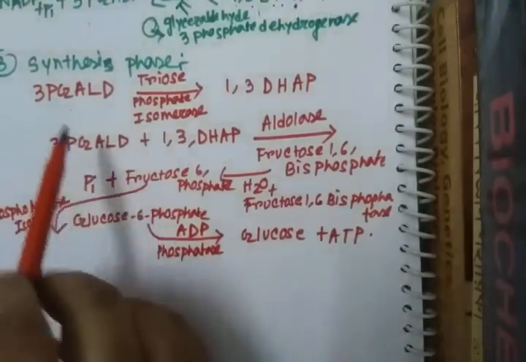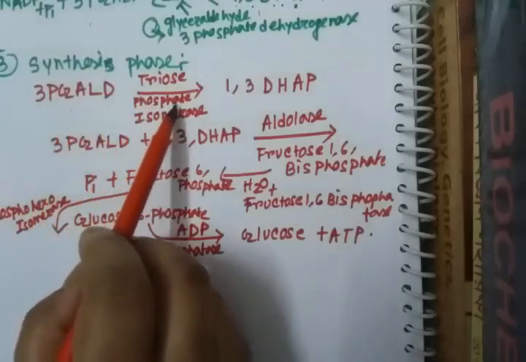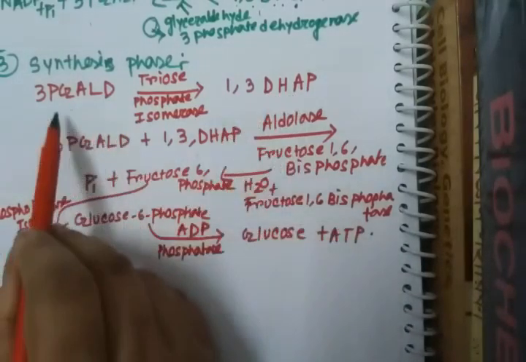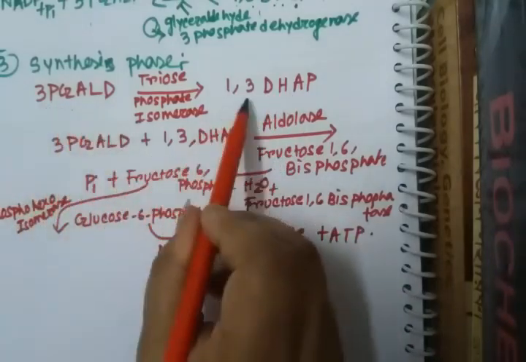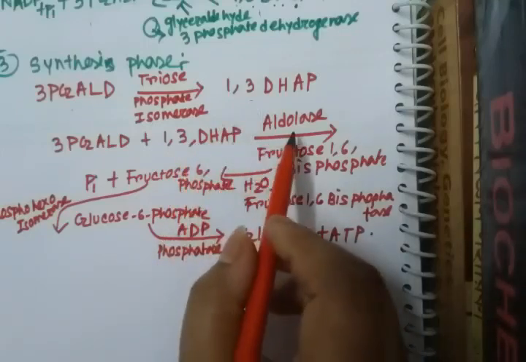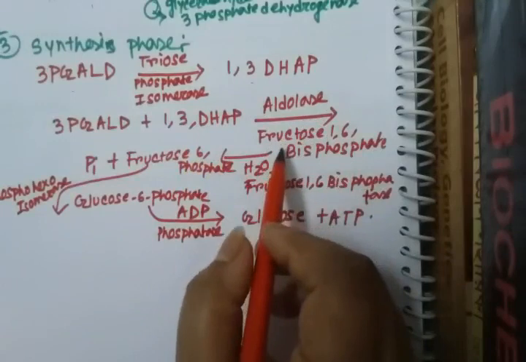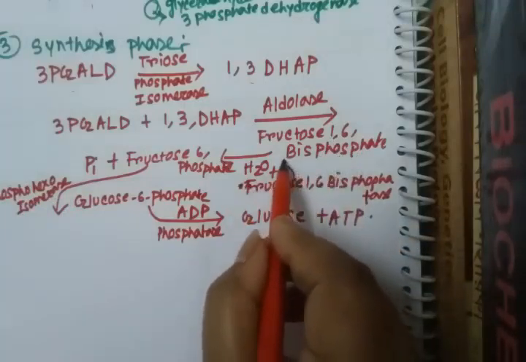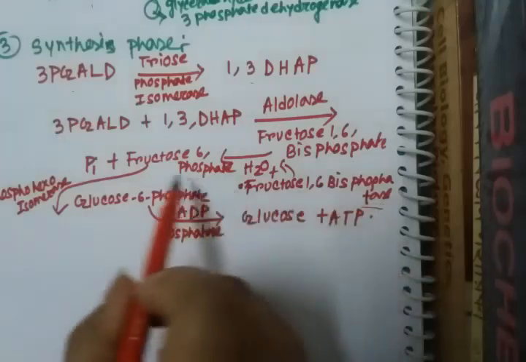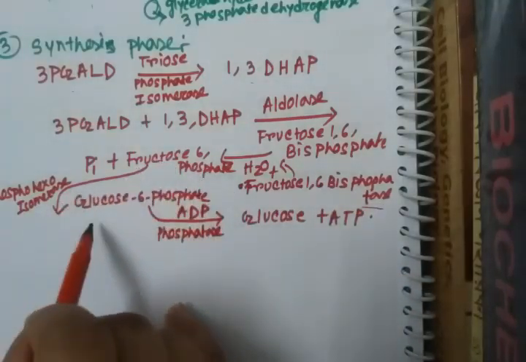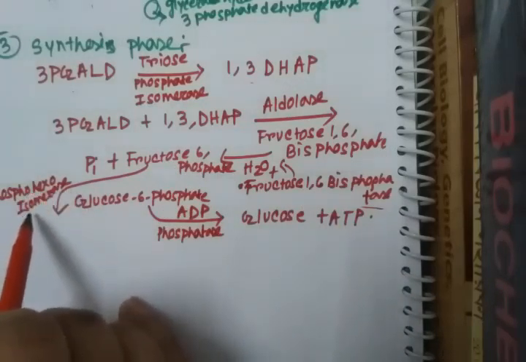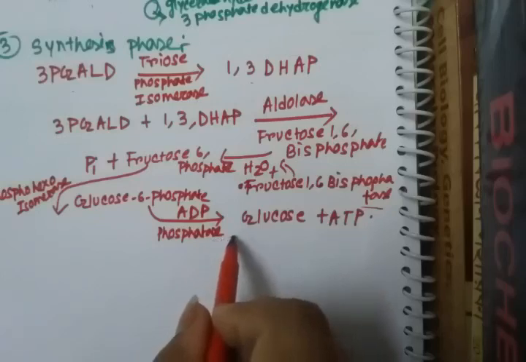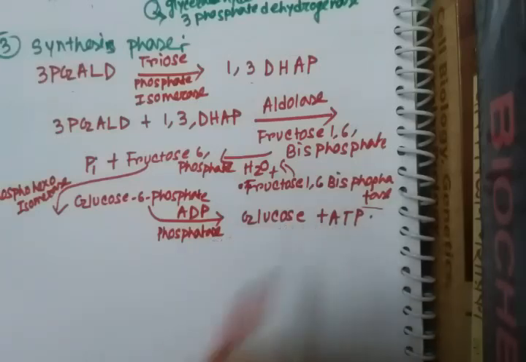Clear? So in the synthesis phase, first the 3-PGALD with the help of triose phosphate isomerase enzyme will form dihydroxyacetone phosphate. And in the next stage, the 3-PGALD, that is phosphoglyceraldehyde, with the dihydroxyacetone phosphate and the enzyme aldolase, will form fructose 1,6-bisphosphate. And in the next step, the fructose 1,6-bisphosphate with the enzyme fructose 1,6-bisphosphatase will form fructose 6-phosphate. And the fructose 6-phosphate with the enzyme phosphohexoisomerase will form glucose 6-phosphate, and the glucose 6-phosphate with the enzyme phosphatase will form glucose plus ATP. I hope it will be clear for you.